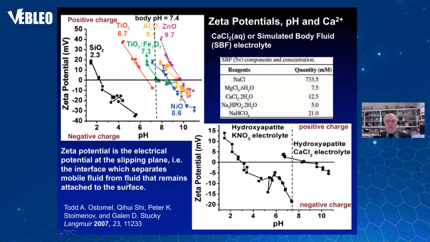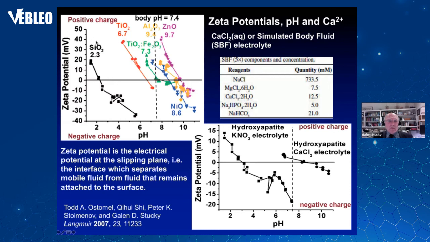And which is good for us. If you look up how you traditionally measure zeta potentials, you use potassium chloride or potassium nitrate. What you get with that is totally different from what you get if you use simulated body fluid or a calcium chloride electrolyte. This is the simulated body fluid composition here, and, as I said, we also used the calcium chloride electrolyte.